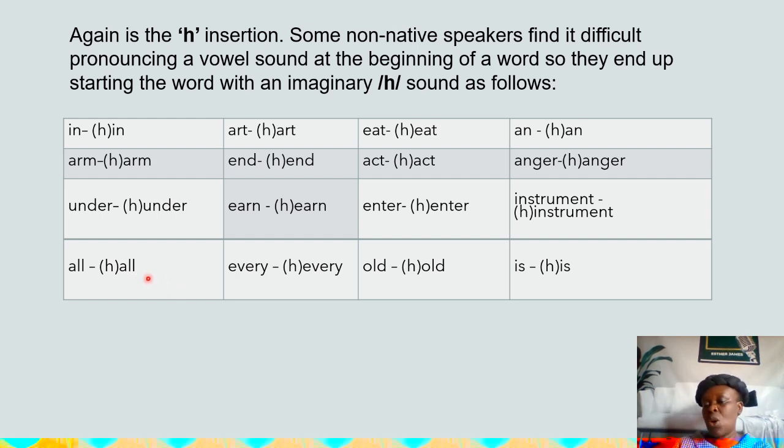Okay, assuming you want to say all. All of you here, I appreciate all that has come to this occasion. And unfortunately, you now say, I appreciate hall. You want to say all, you now hear yourself saying hall. No. You are now talking about a different thing altogether. Can you now see? So wrong pronunciation can be very, very misleading. That's why you have to pay attention.